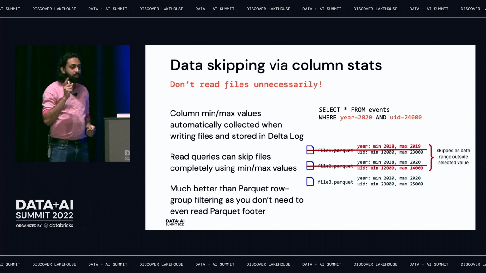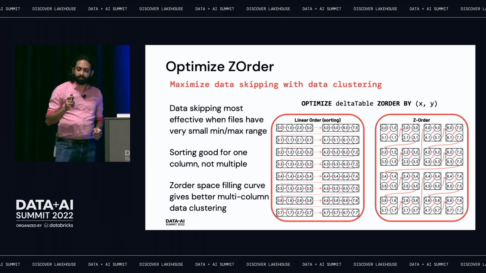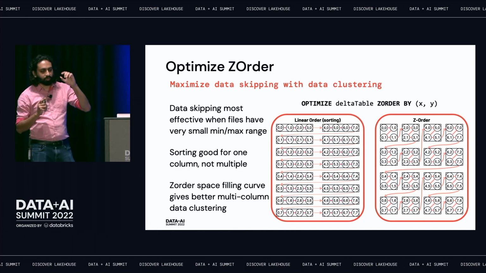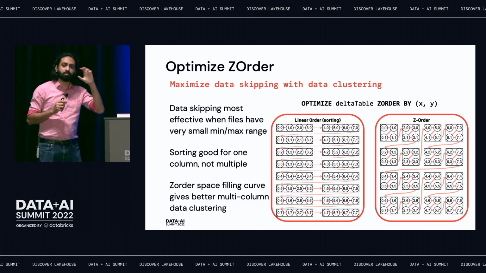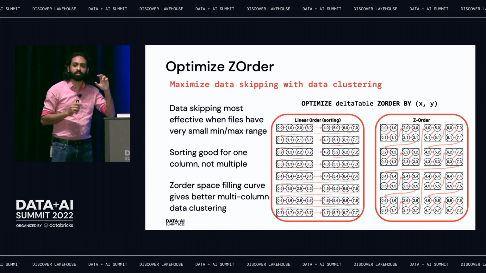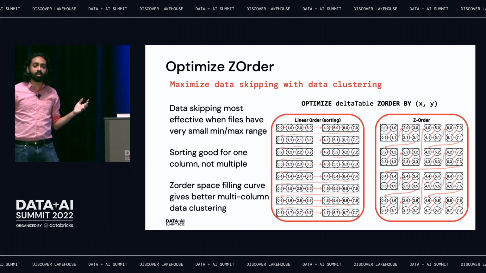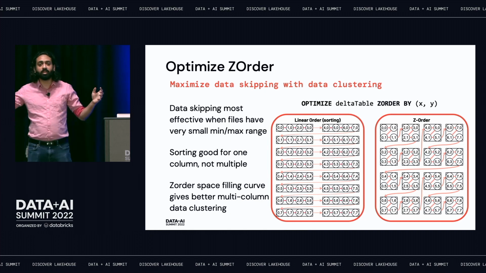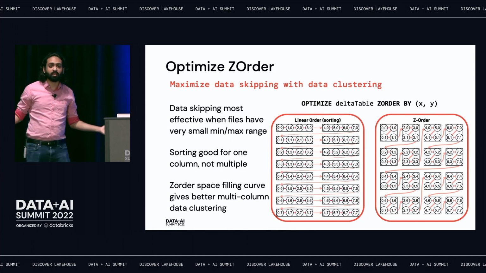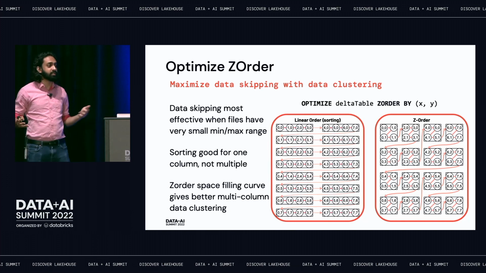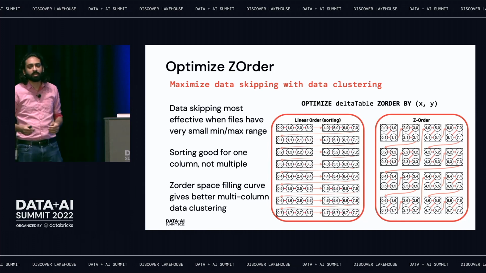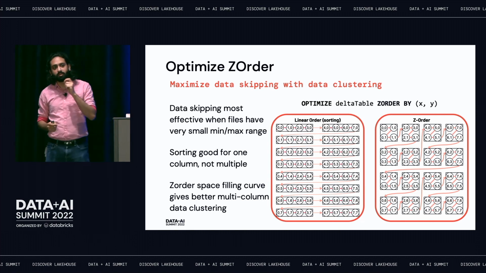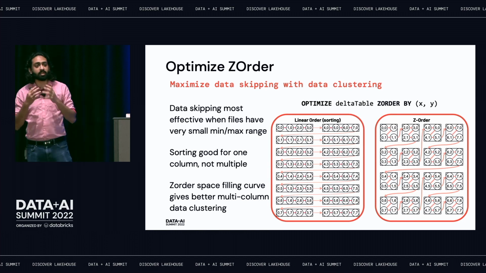But to take this to the next level, what you really need is to ensure that every file has a very small range of min-max values. For example, if your data is organized such that every file has data between 0 and infinity, you just can't skip any file. You're looking for 100, whereas every file contains data from 0 to infinity. What do you skip?